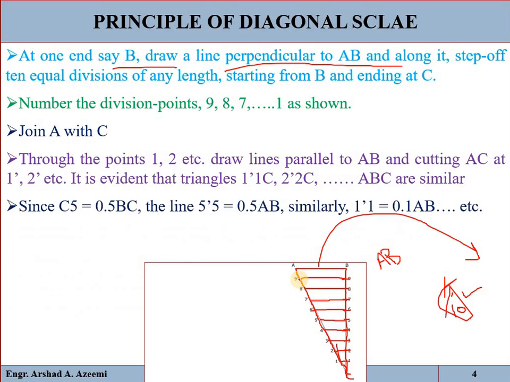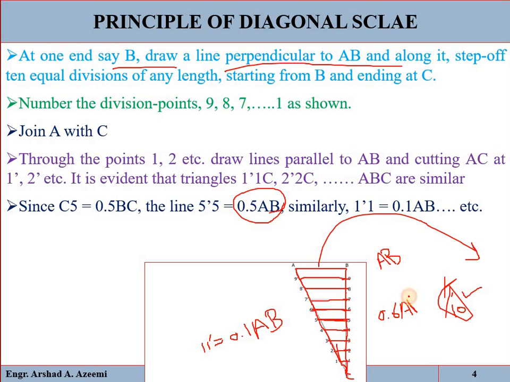Now remember, the length of 1, 1 dash will be 1/10th of AB. For example, suppose this distance 5, 5 dash will be half of AB. Similarly, 6, 6 dash will be 0.6 times AB.